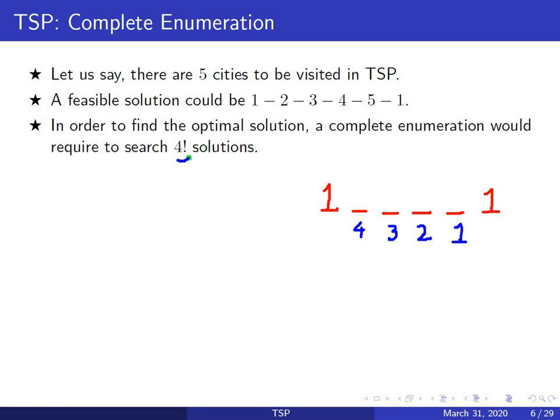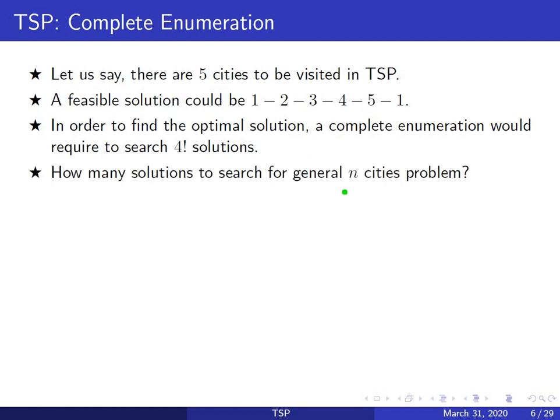And among these 4 factorial solutions, your goal is to find the optimal or the shortest tour. So to solve a 5-city TSP problem, all you have to do is obtain those 4 factorial, which is nothing but 24 tours, and pick the one that gives you the shortest tour. Similarly, for the n-city problem, you will have n minus 1 factorial tours, and from this you can pick the minimum. That's it. The problem is so easy.